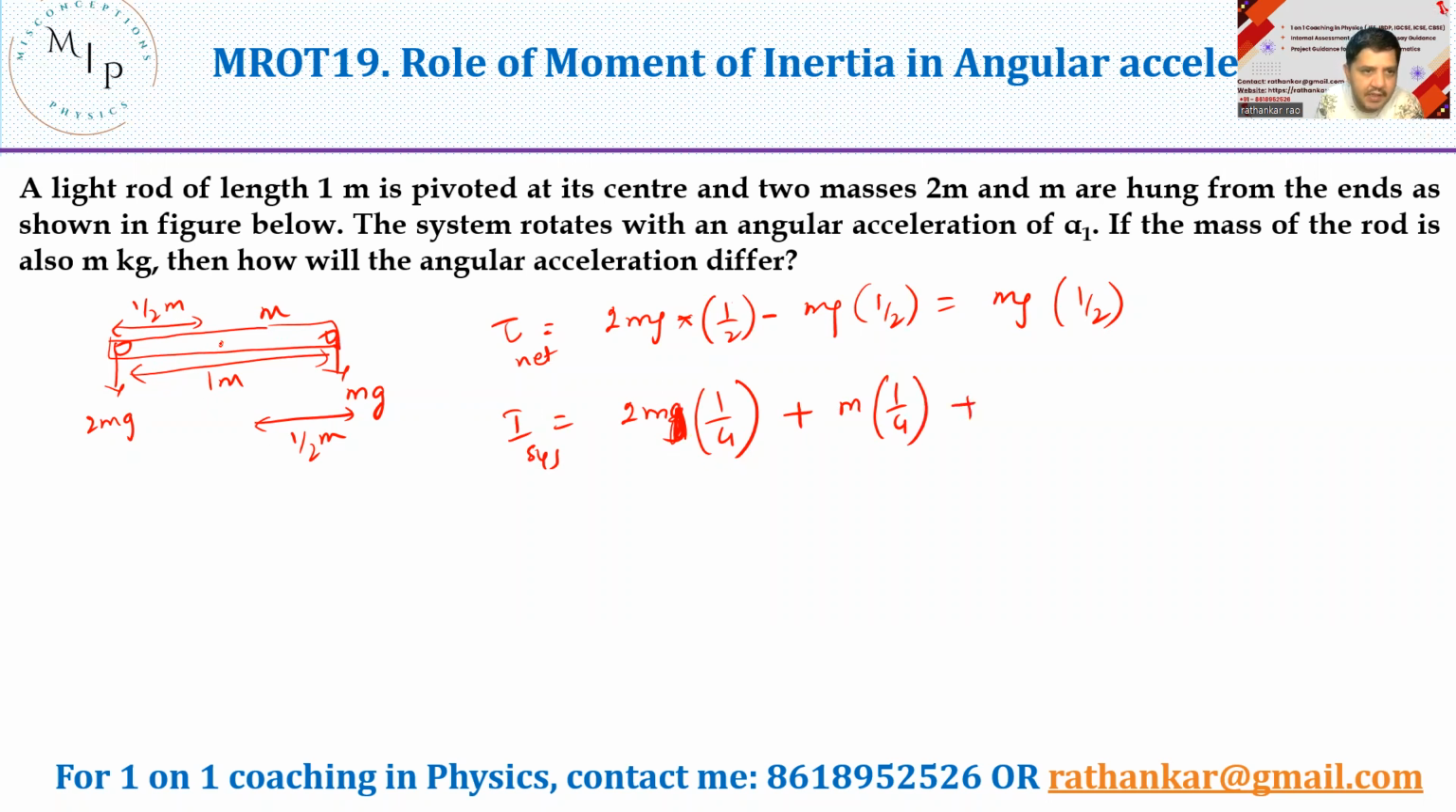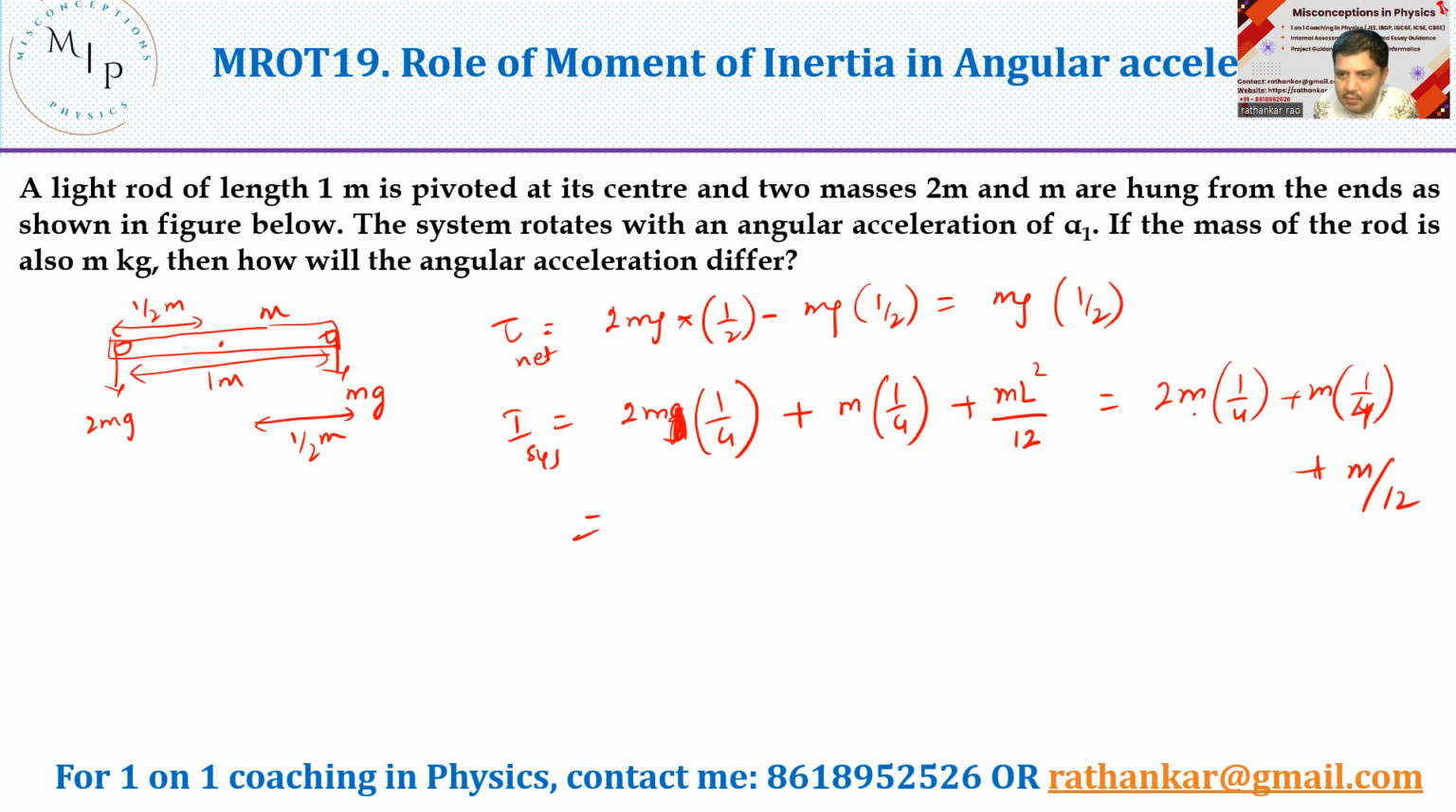Plus, what is the moment of inertia of the rod of mass m pivoted at the center? This is nothing but m L square divided by 12. Now, what is L here? L is 1 meter. So, therefore, I will write this as 2m into 1 by 4 plus m into 1 by 4 plus m into 1 by 4 plus m divided by 12. I put L equal to 1 meter. I got this.